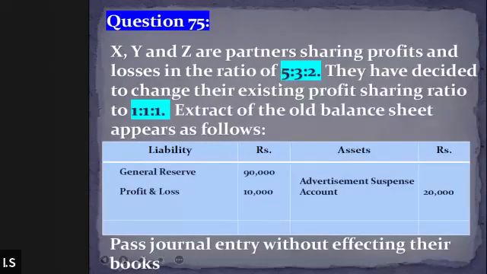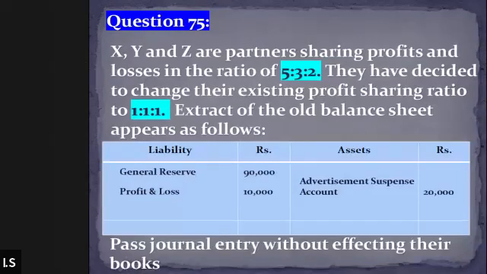All right. So this question is saying that there are three partners, X, Y, and Z, who were sharing the profit and losses in the ratio of 5:3:2. So this was the old ratio of the partners. The old profit sharing ratio was 5:3:2. Now they have decided to change their existing profit sharing ratio, and the new profit sharing ratio will be 1:1:1. An extract of the old balance sheet is given to us.